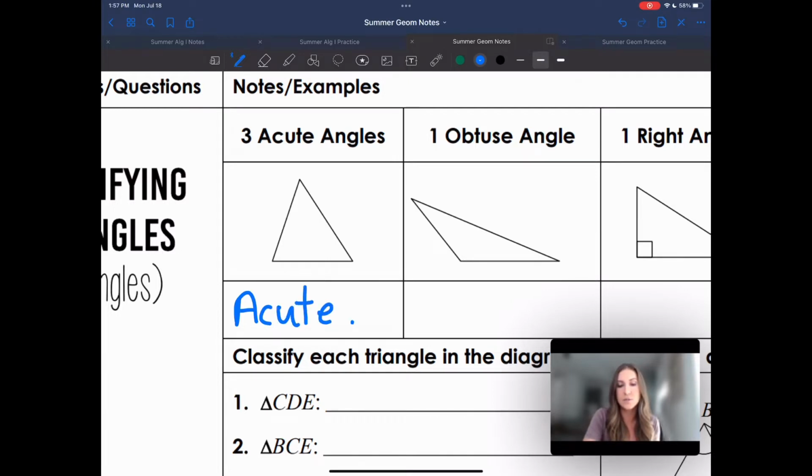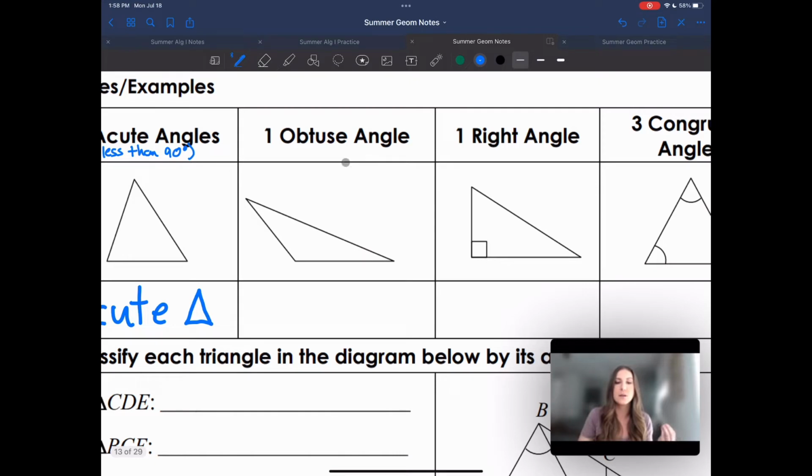So acute, we'll draw a triangle. We'll say acute triangle. An acute angle is an angle that measures less than 90 degrees. If you want to make a little note of that, we'll say in parentheses right here, less than 90 degrees. So that is just like an acute angle. Now, if you have a triangle where all three of them are less than 90 degrees, we call it an acute triangle.